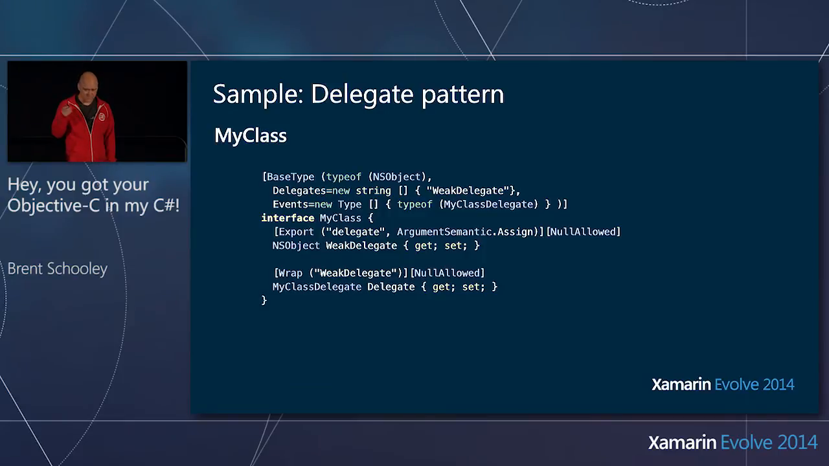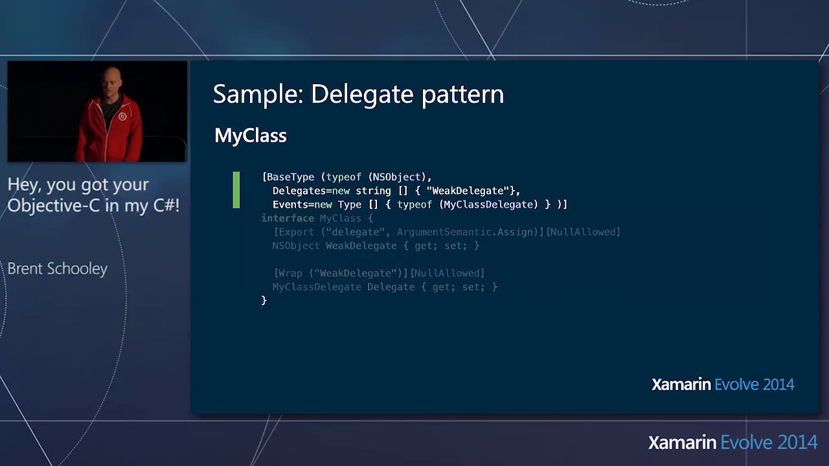Now, here's a sample class. That's a lot of words, so let's focus. This is the definition for that object. Its base type is object. The two things we've introduced in this base type that weren't in the simple examples earlier are these delegates and events arrays.